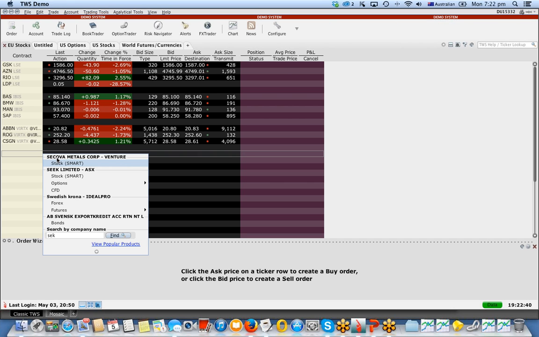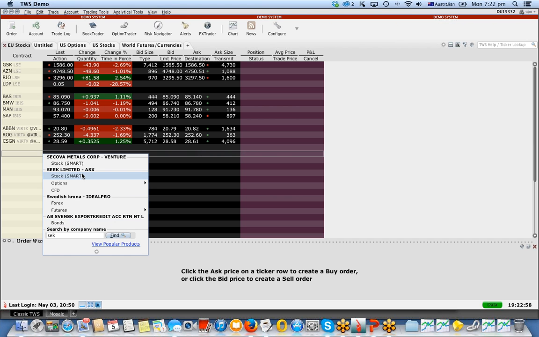And next we can see a selection. Notice there are different stocks and different markets. Some of them are Venture Exchange, which is a Canadian exchange. Some of them Australian Stock Exchange. Some of them even Swedish krona, Forex, right? And some of them bonds. But we were after SEK, which is an Australian company.